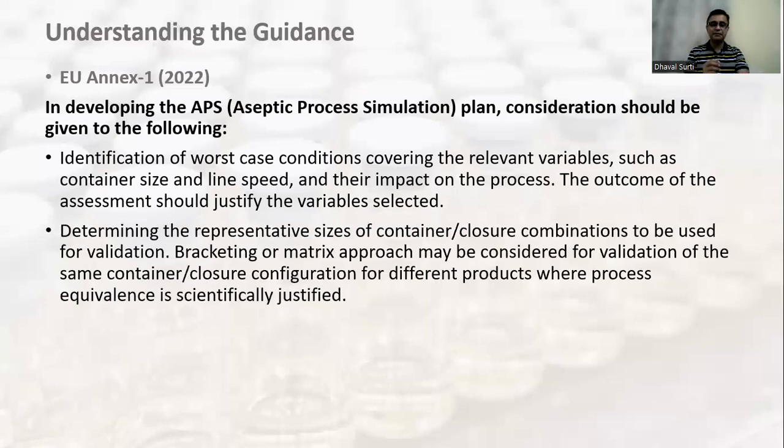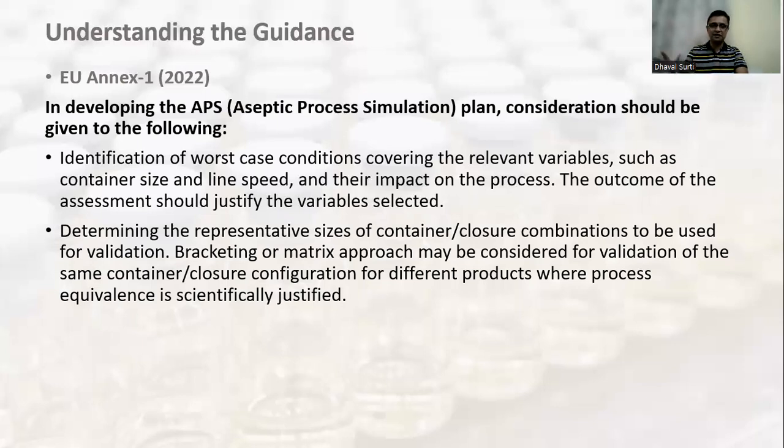Then determining the representative sizes of container closure combinations to be validated, using a bracketing or matrixing approach. For example, we have 2 ml to 30 ml sizes, and in between there are 10 ml, 15 ml, 20 ml. Then we can simulate 2 ml and 30 ml, and that bracket covers the in-between vial sizes. This bracketing approach is well considered for the validation of the same container closure configuration for different products where process equivalence is scientifically justified.